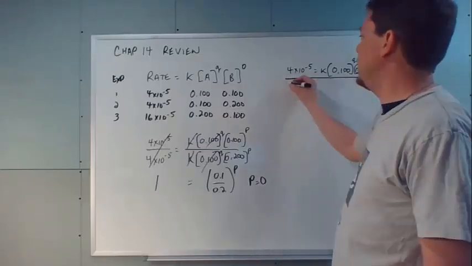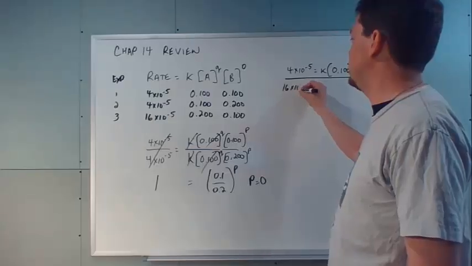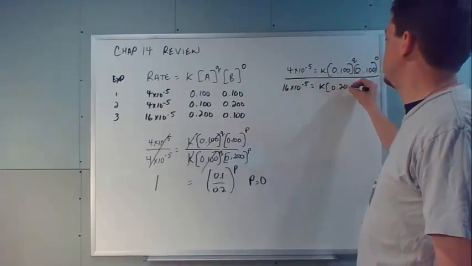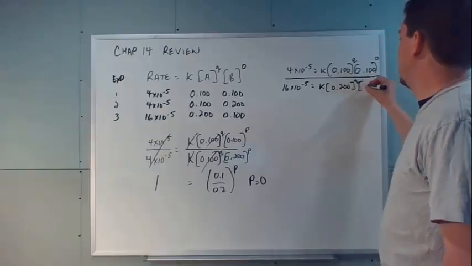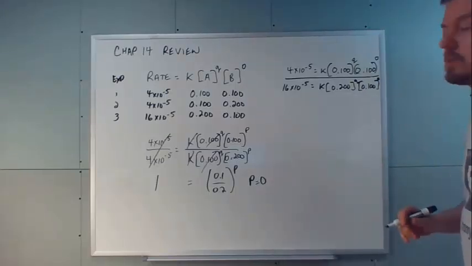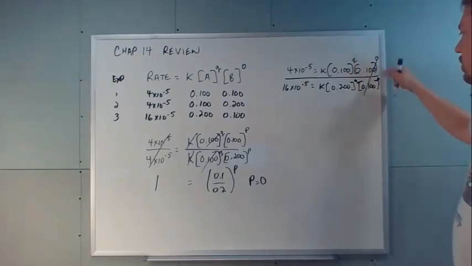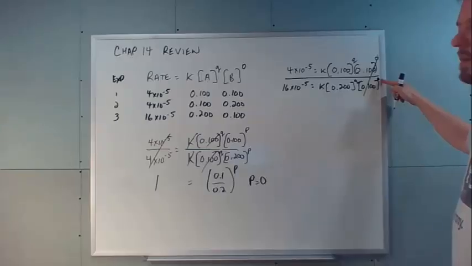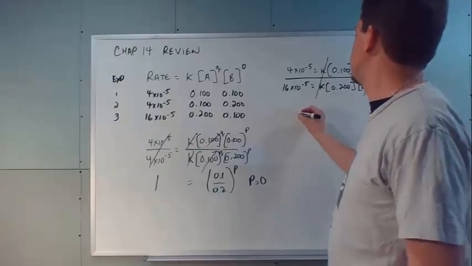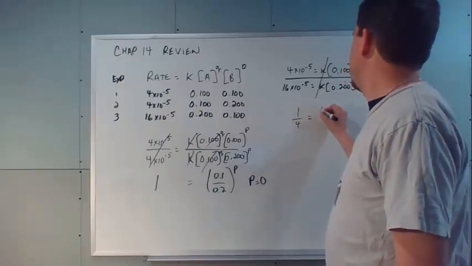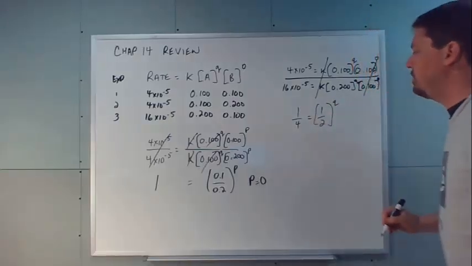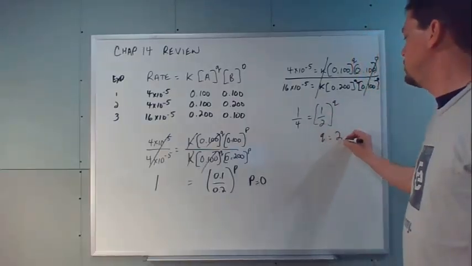And then I'm going to divide that by 16 times 10 to the minus 5 is equal to K times 0.200 to the Q times 0.100 to the 0 power, sorry. And so those cancel, or if I had to do the math, I could do that now that I know it's the 0th power, so really both of these are 1s. The K cancels, so I get 1 over 4 equals 1 over 2 to the Q. And so that means Q has to be equal to 2.